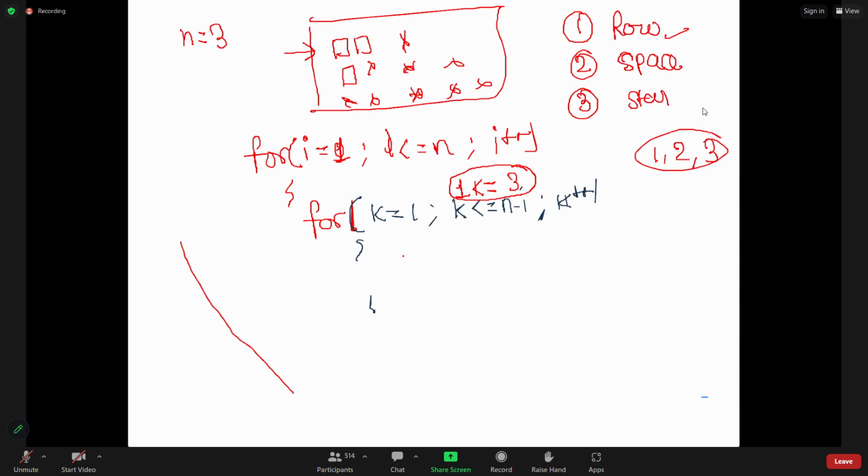What should it do? You will use Cout, whatever you want. I'm just writing it in Cout. So I'll say Cout spaces. Done with it. So the loop will run 3 times and 3 times it will print the space. So what will happen basically? I equal to 1, you came to the first row.